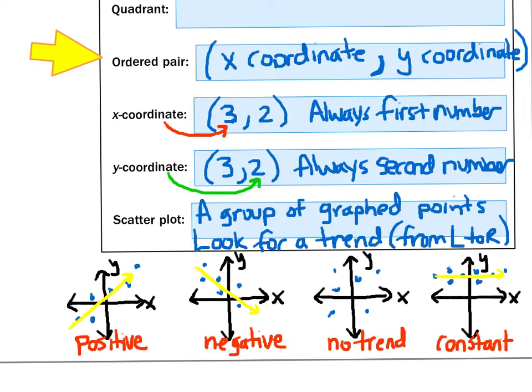And then if we take a look at these points right here, and I would read it from left to right, I see that it's going down. So this is what we call a negative relationship. When I look at all of these points here, they're kind of all over the place. I can't draw a trend line. And so this would be what we call no trend or no relationship. And sometimes it happens that the points are grouped together like this, where I could draw this flat trend line. And that's what we call a constant relationship.